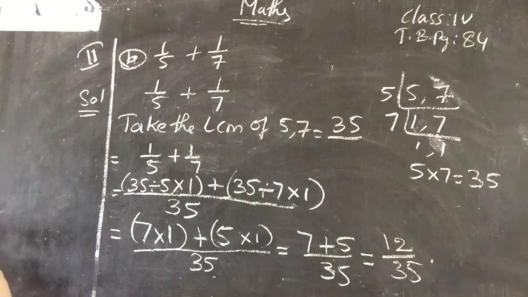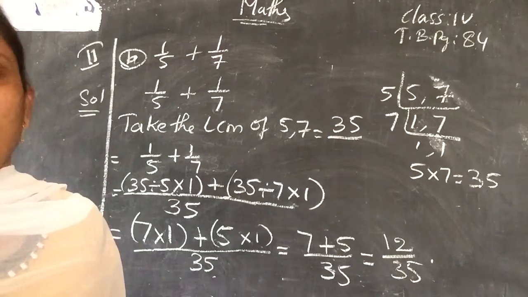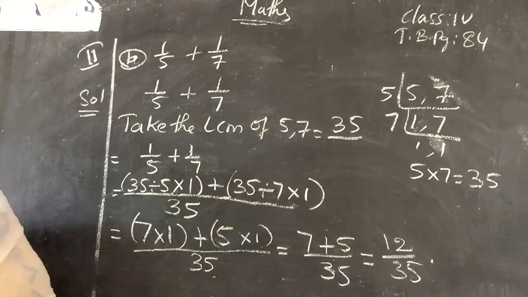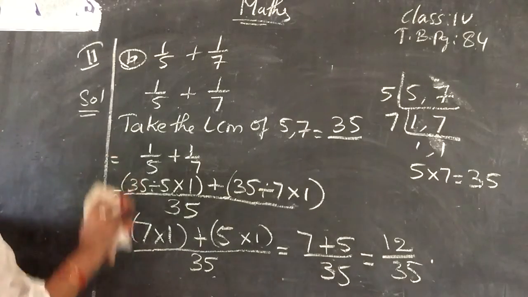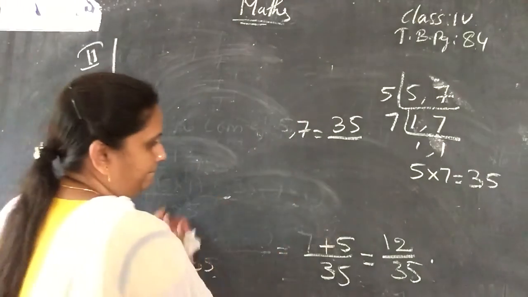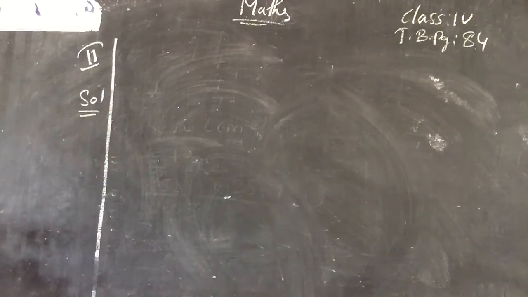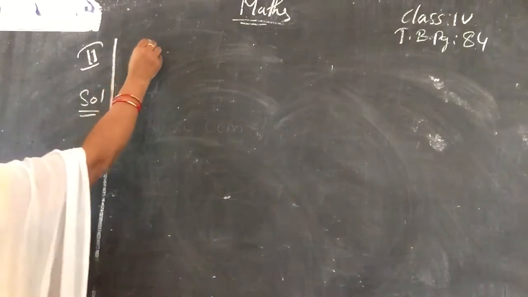Okay, next, D. From D onwards, there are additions of 3 fractions. Okay, 3 unlike fractions are there. How to do it by taking the LCM, that one model I will explain to you. The remaining sums you have to do as homework. Okay, same section number 2 only, but sum number D. What is the fraction? 2 by 3 plus 4 by 5 plus 1 by 2.